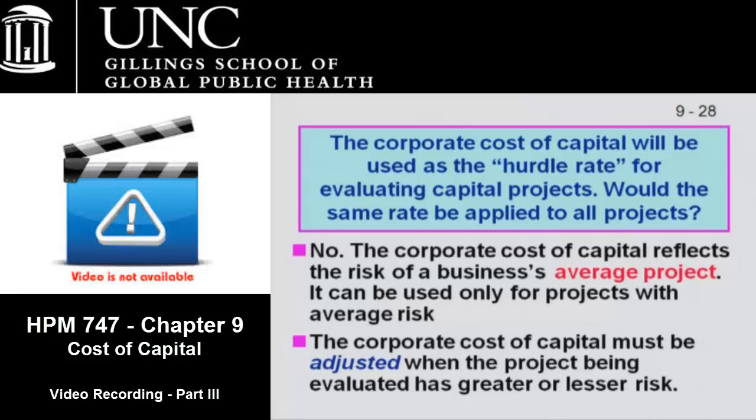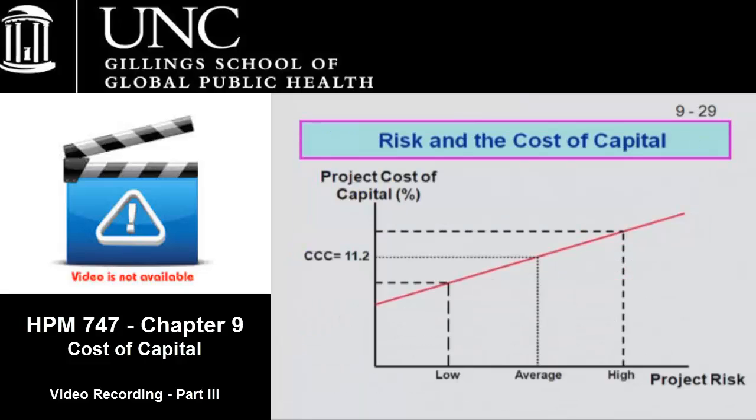So if you've got a project that's very similar to your existing line of business, then you might want to use the corporate cost of capital for that project. If you're getting into a new market or a new product line or new kinds of services, you may want to increase the corporate cost of capital because it's greater risk. So that's essentially what we're doing here. The average for this organization, the corporate cost of capital, is 11.2%. That's the rate we would use for a project of average risk. At the low risk, we would reduce the corporate cost of capital, and at the higher risk, we would increase it.